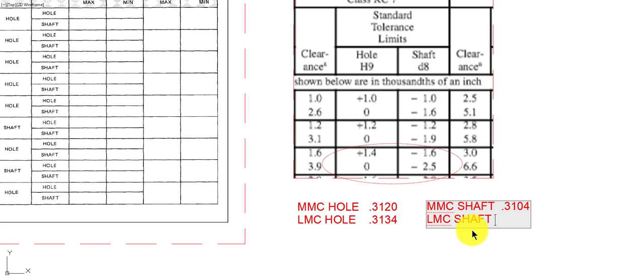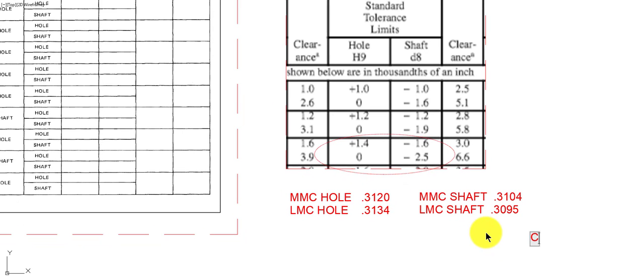LMC of the shaft, the least material condition size, we have to subtract from the nominal size 2.5. We subtract 2.5 from this number right here, and we get 0.3095. So we're going to write 0.3095 over here. Now that's on a hole basis, and most of you had no trouble with that because you're taking these numbers directly out of this table. Now if we take a look at the relationship, the difference between that number and that number is 1.6. So the difference here is 1.6, that's the minimum clearance. The difference between these two numbers is 3.9, and again that's 3.9 thousandths of an inch. So we have that to confirm that this is done correctly.